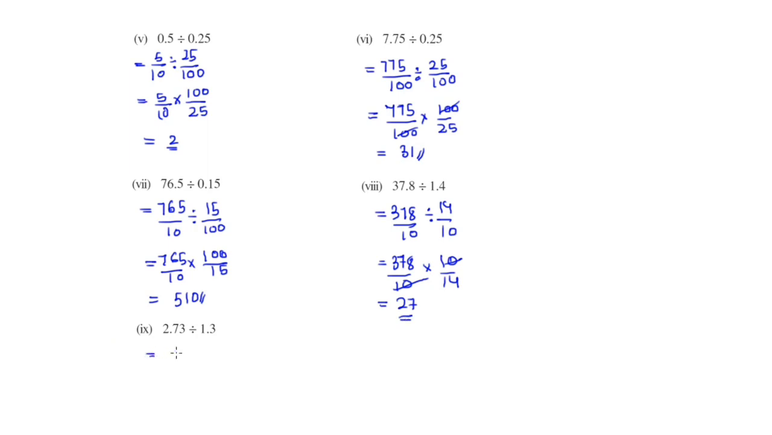In this part it is given that 2.73, which can be written as 273 over 100. Now changing the division sign into a multiplication sign, and 1.3 can be written as 13 over 10. Doing the reciprocal of it, we will get 10 over 13. And on simplification, by dividing 273 by 130, we will get 2.1 as our result.